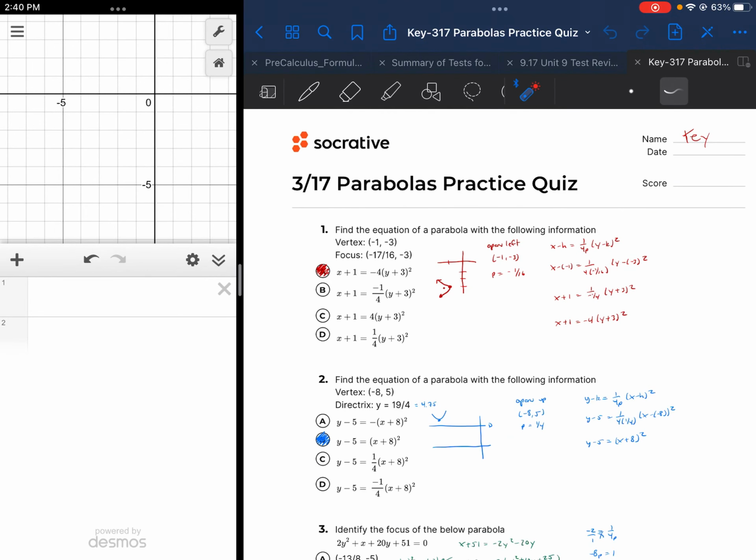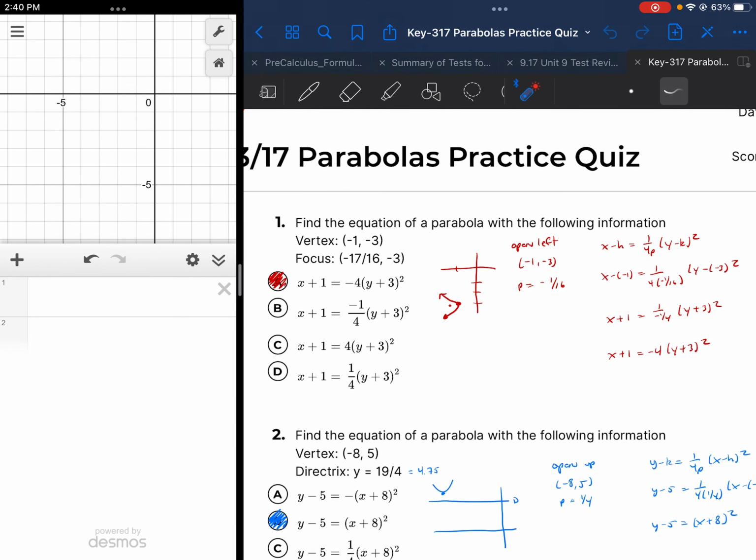In today's video, we're going to be looking at the key to the parabolas practice quiz. So starting here with number 1, we want to find the equation of a parabola with the following information. We're given the vertex is (-1, -3), and the focus is (-17/16, -3).